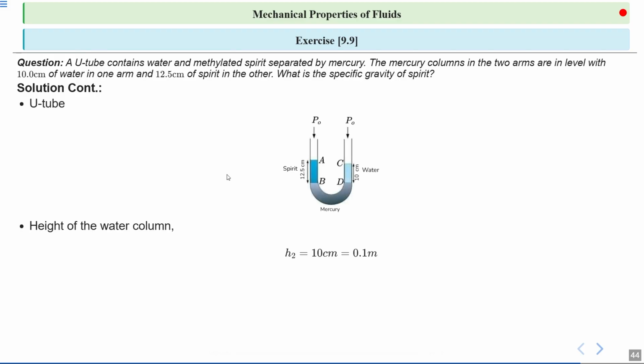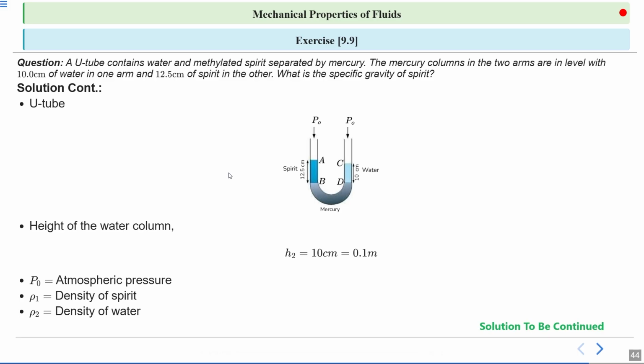The height of the water column is given as 10 centimeter, which we convert to meters for SI units. So 10 centimeter equal to 0.1 meters. Always remember to use standard units in calculations to avoid mistakes. So P naught is equal to atmospheric pressure and rho 1 is equal to density of spirit. Rho 2 equal to density of water.